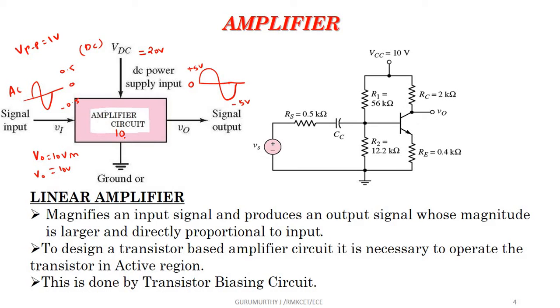So it magnifies the input and gives the output as it is, or the characteristics of the input signal are not changed at the output, only the amplitude of the signal will be changed. The frequency content of the signal will not be changed. That is the meaning, and this is achieved only when you operate the transistor present in the circuit in the active region in the case of BJT, and if you take MOSFET as the active element, then it should be biased in saturation, and this is done by a circuit called a biasing circuit.